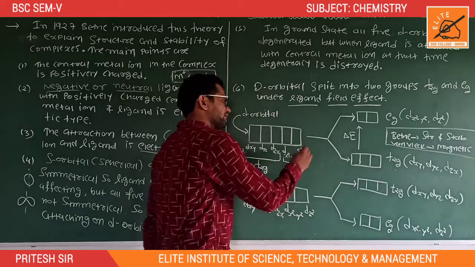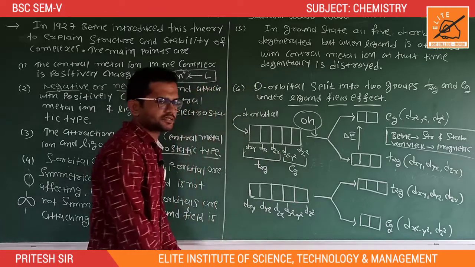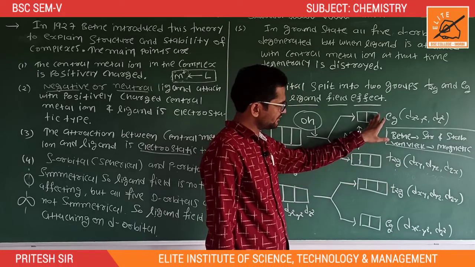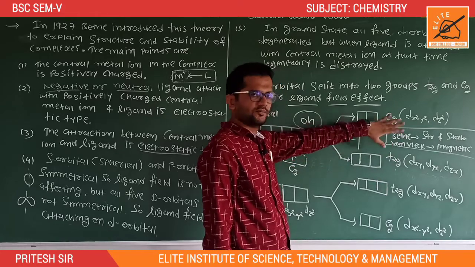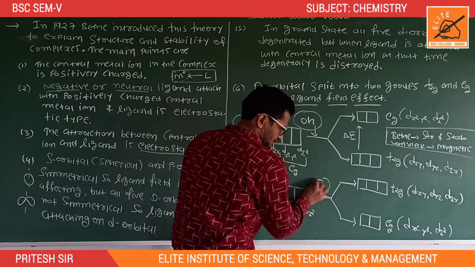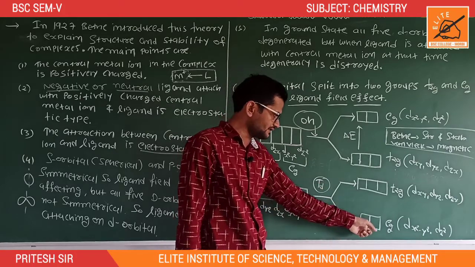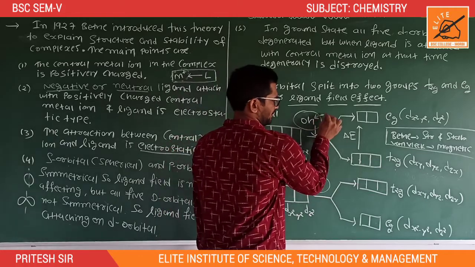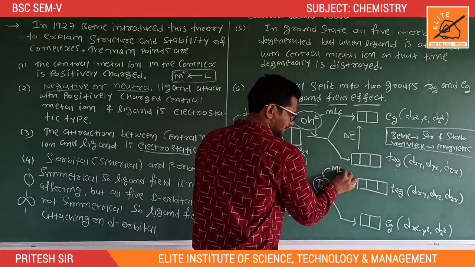This is possible in octahedral complexes. In octahedral complexes, first electrons enter the t2g group, then after that the eg group. So in octahedral, t2g is downside and eg is upper side of the splitting. And this is possible in tetrahedral complexes. In tetrahedral complexes, first electrons enter the eg orbitals, then after that the t2g orbitals. Octahedral means ML6 type complexes. Tetrahedral means ML4 type complexes.